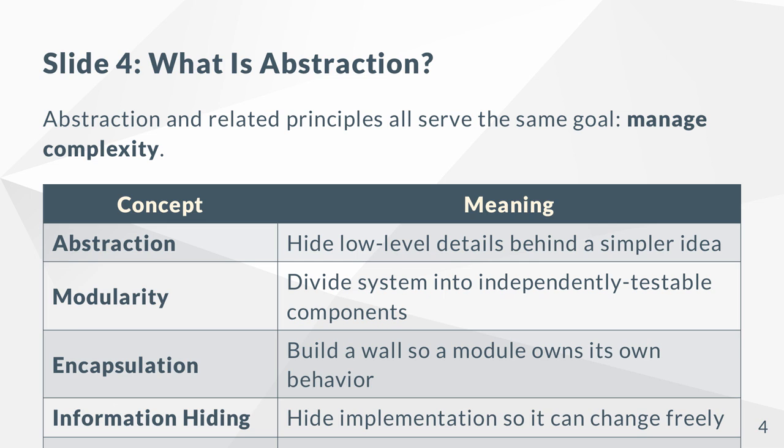Information hiding means concealing implementation details so they can change freely without affecting other parts of the system. And separation of concerns means each module is responsible for exactly one feature or one concern. These five concepts are not independent, they reinforce each other, and ADTs are one of the most powerful ways to apply all of them together.